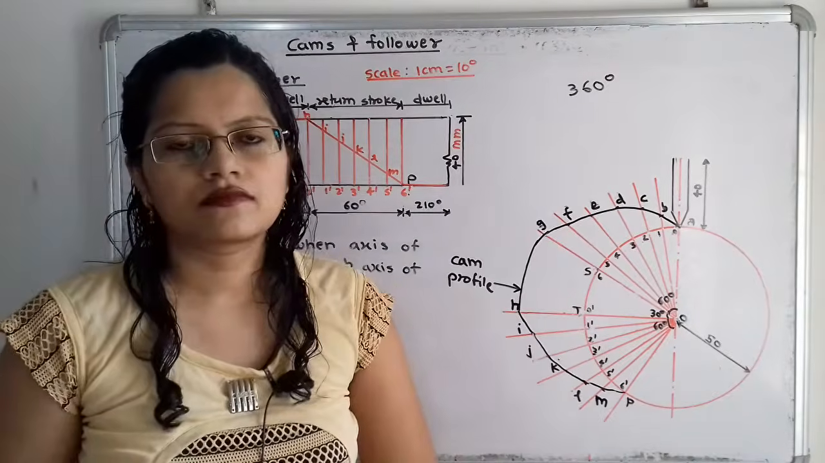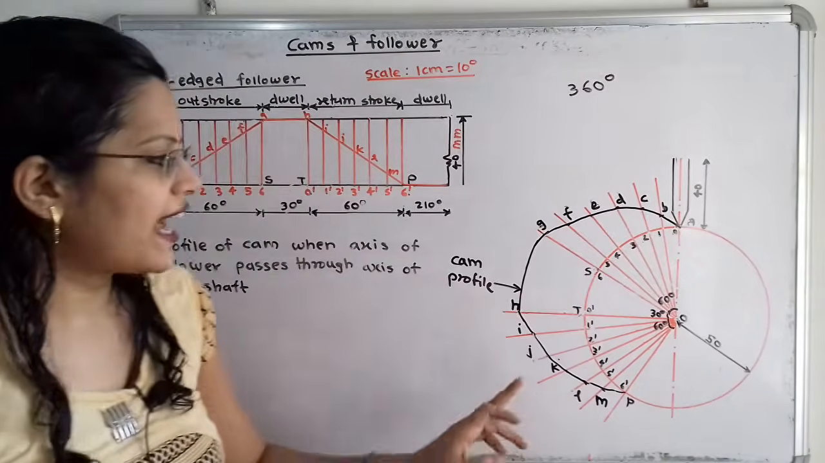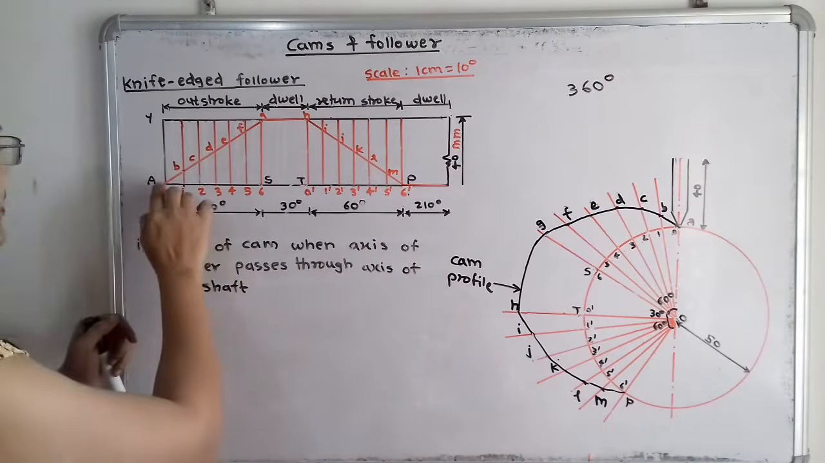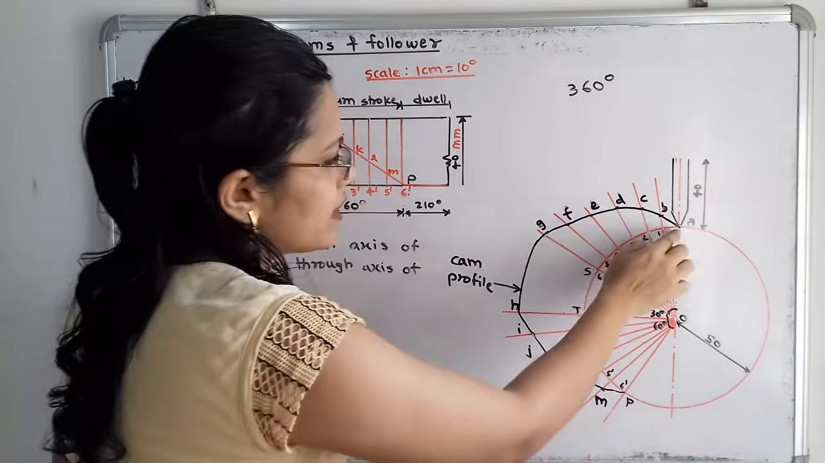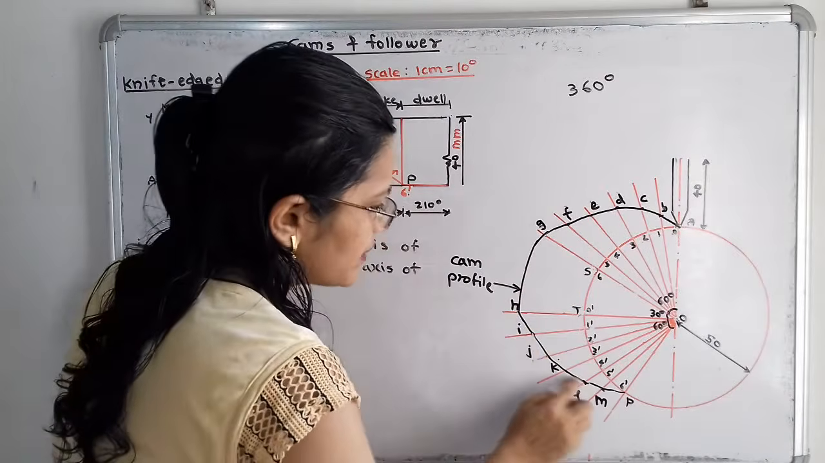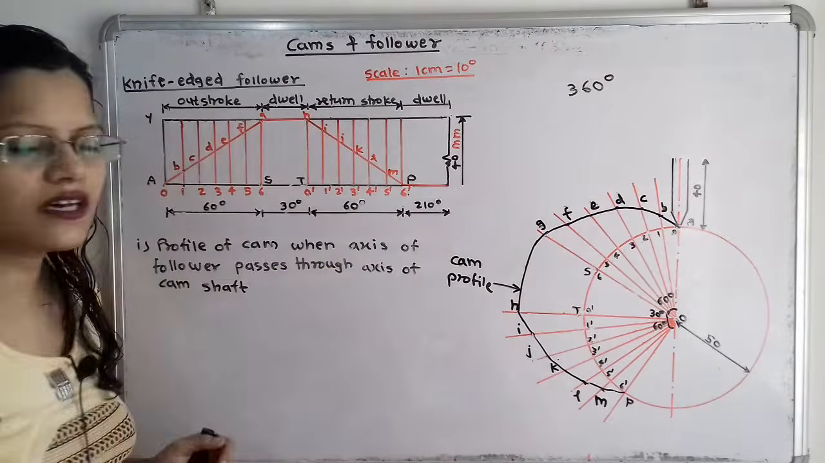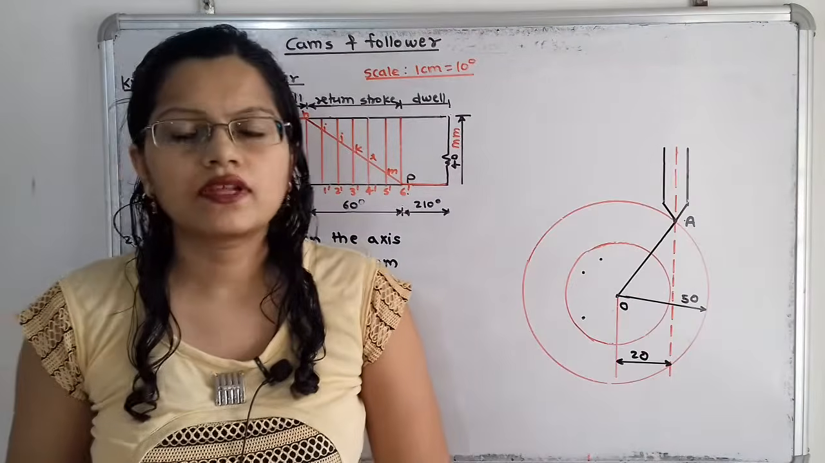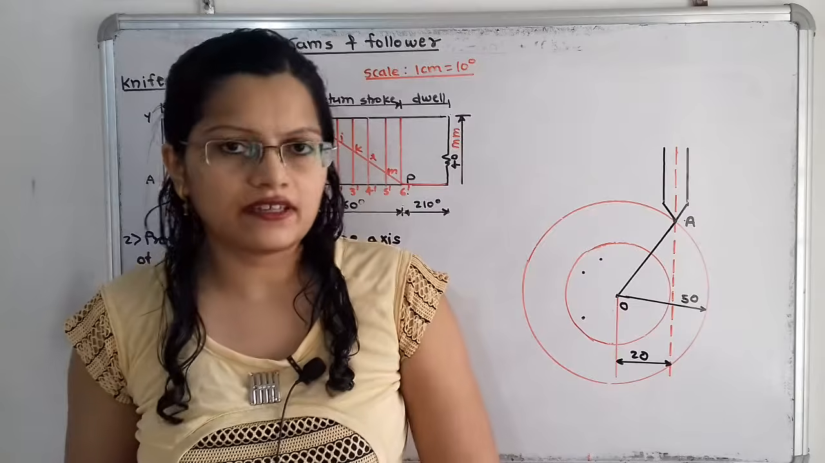And so on. So here we have to join the selected points. In the same sequence we have to join, that is A, B, C, D, E, F, G and then H. If we join them in the same sequence, then this is the cam profile and that is completed. Now we will move to the second case.